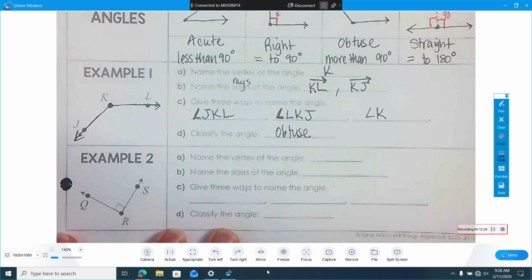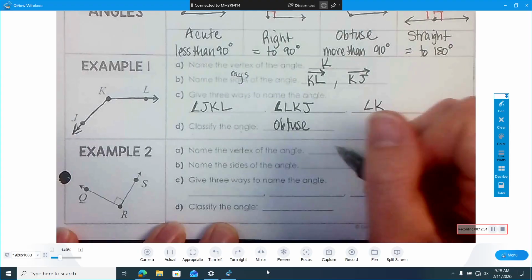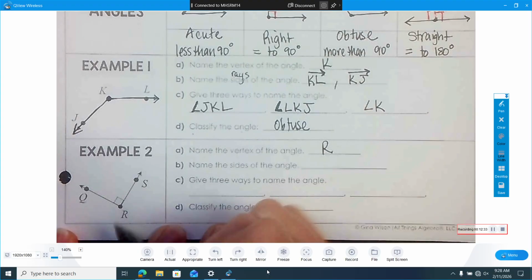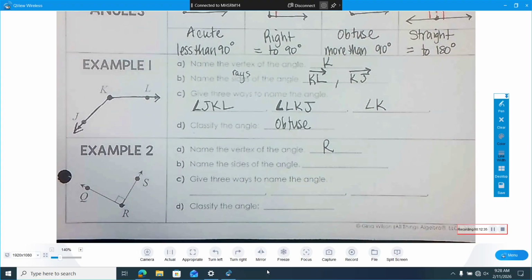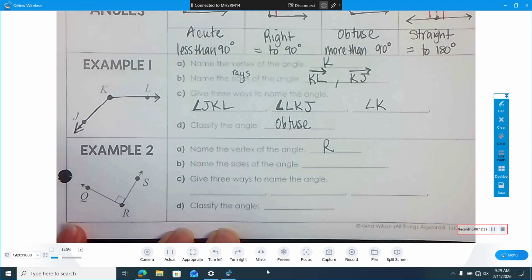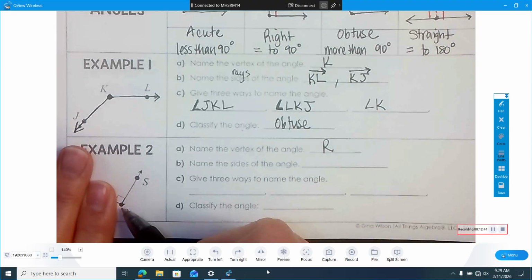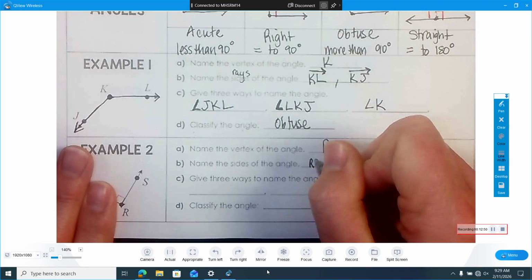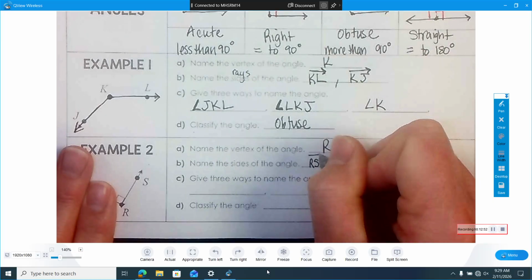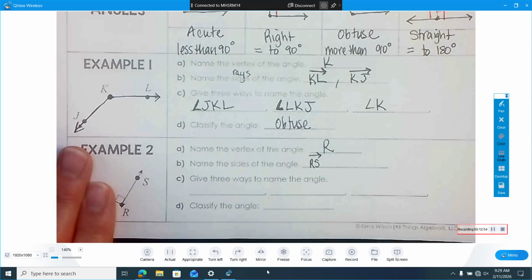All right, example 2, name the vertex of the angle. R. R is the vertex. It's sort of the hinge point of that angle, all right? Name the sides of the angle. So one side is right here, and it's a ray. It starts at R and passes through S, so RS, and there's a little ray arrow on top.